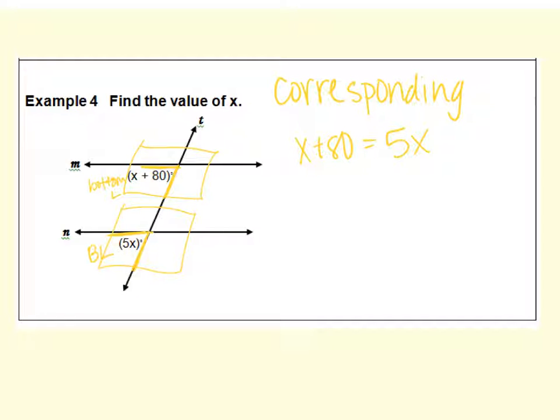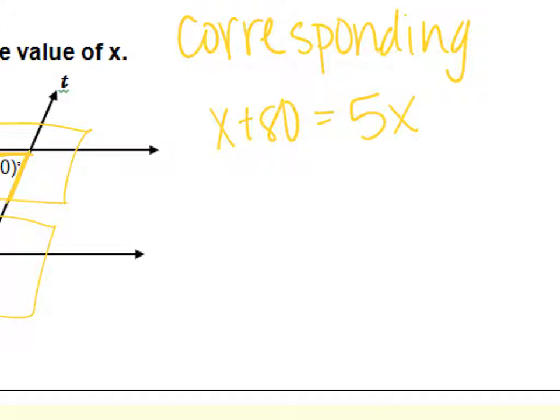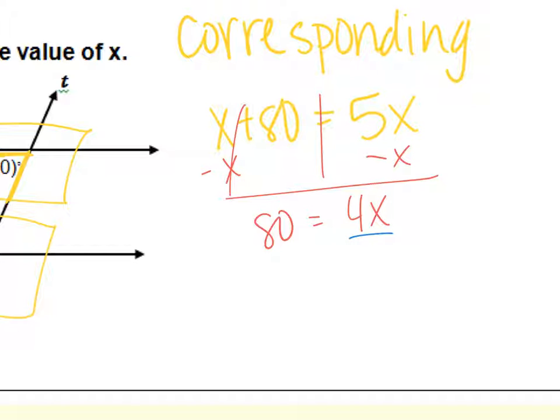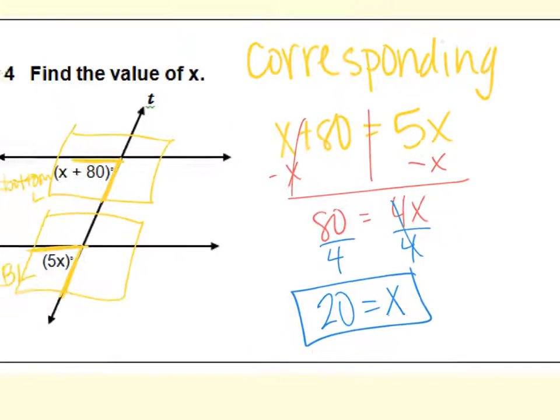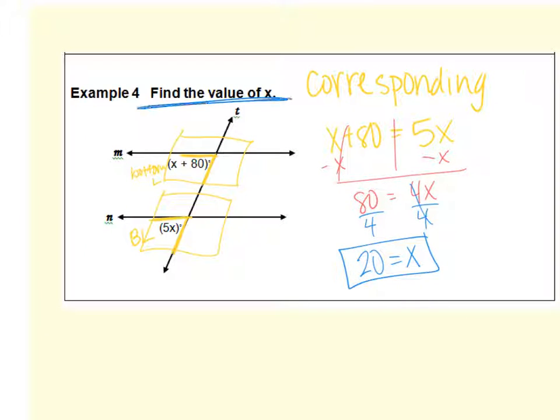So x plus 80 equals 5x. And then from here, I'm going to solve for x again. So 80 equals 4x. Divide both sides by 4, and x equals 20. And they've asked me to find the value of x, so I'm done with that problem.